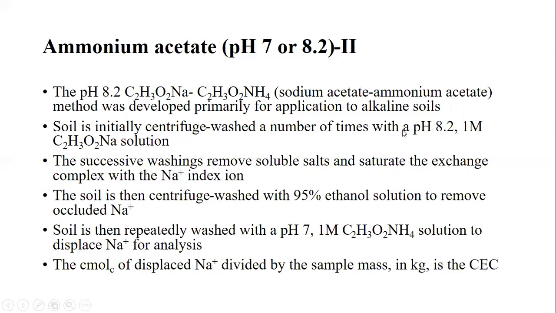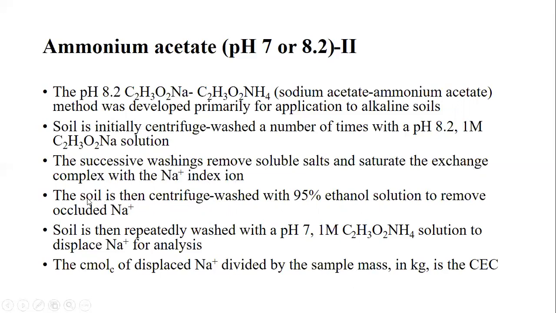We add the solution of sodium acetate buffered at pH 8.2, and we shake it with the soil, and then we centrifuge. Then we throw it away. We do it several times. Why? Remember we use the term to saturate the soil with sodium, to make sure that sodium replaces all the cations that are on the exchangeable sites of that soil. The successive washings remove soluble salts and saturate the exchange complex with the sodium index ion.